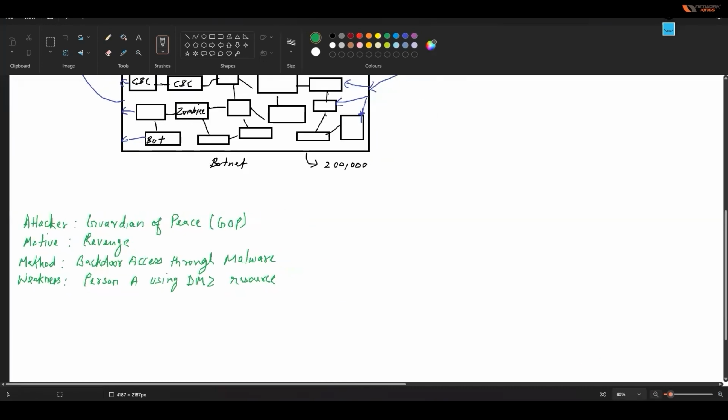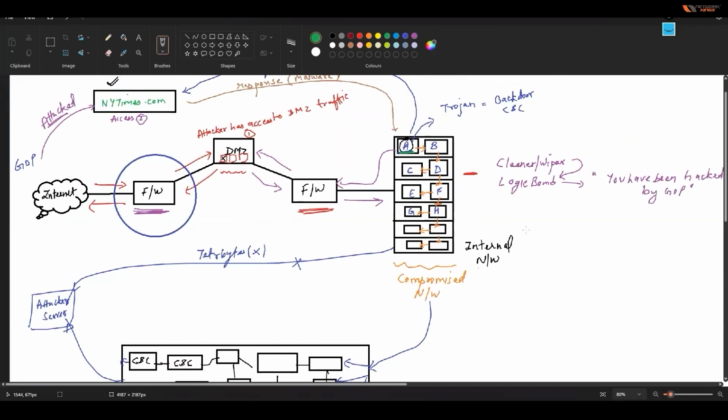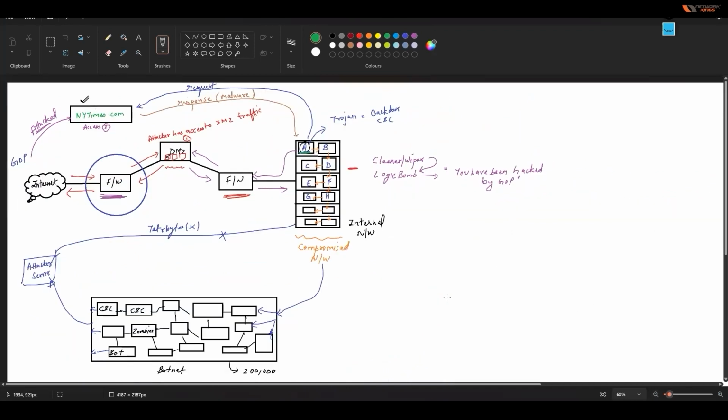So let me minimize a bit so you can see all the things in a single picture. Here you can see we have 200 systems. And why did they do that? Because Sony released a documentary which was defaming the leader of North Korea. So just to take revenge for that, they attacked the Sony network.